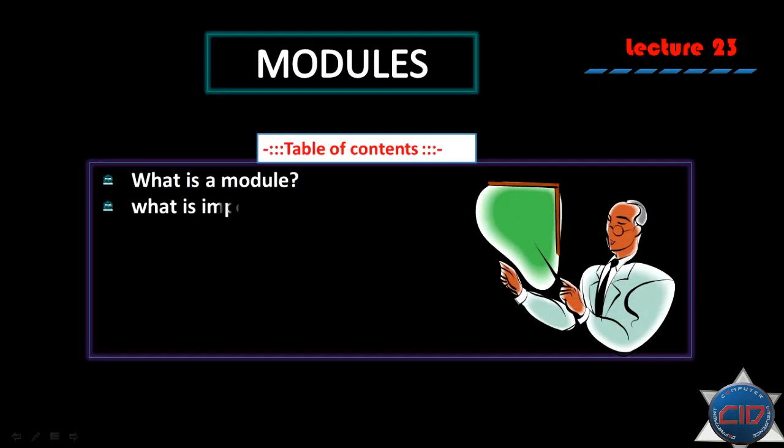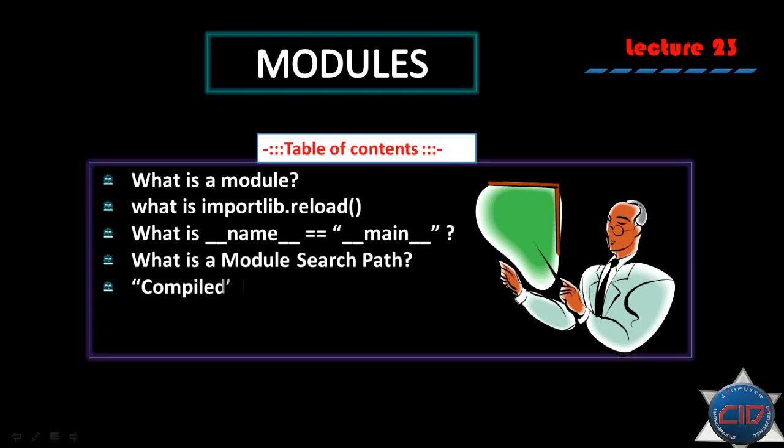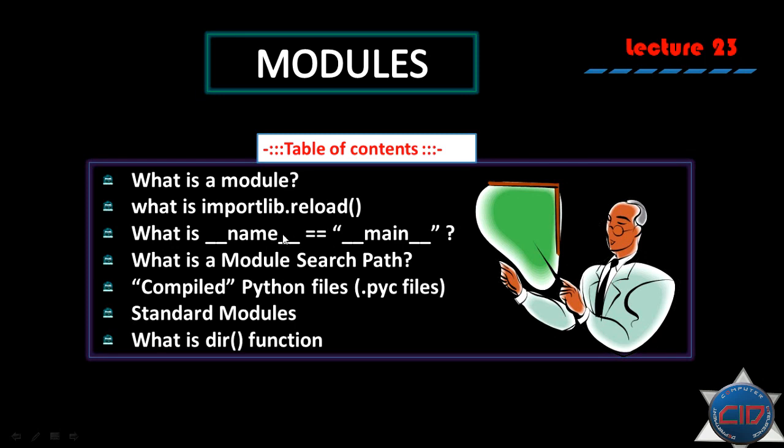So here is the table of contents of what we are going to cover in this lecture. Firstly, we'll understand what a module is, then we'll see the importlib.reload method, and after that the meaning of the line __name__ equals __main__. We'll also understand the searching path of a module, then what .pyc files are, then standard modules, and at the last the use of the dir function.